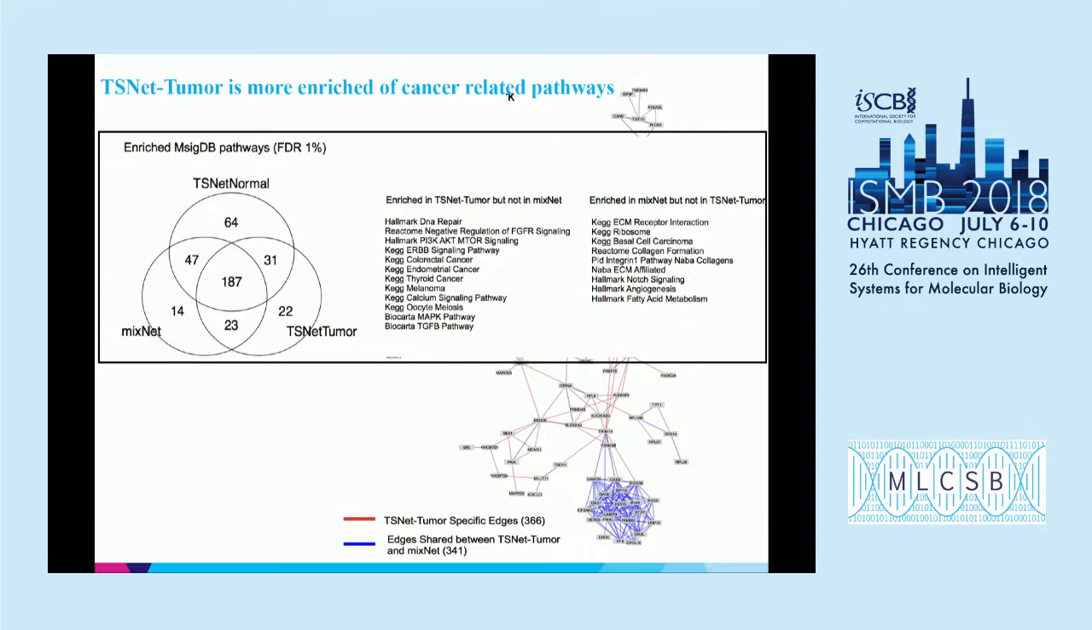And also you will detect, of course, the edges between genes that are involved in the same biological process in tumor cells. But you're very likely to detect more edges because you get a lot of false positives. And as you can see, there is a lot of overlap with TSNet normal. If you look at the pathways enriched for TSNet tumor, there are a lot of cancer-related pathways. Instead, MixNet has some cancer-related pathways, but also stromal-related pathways, ribosome-related pathways, ECM, which are already captured by TSNet normal. So there are more details in the paper.